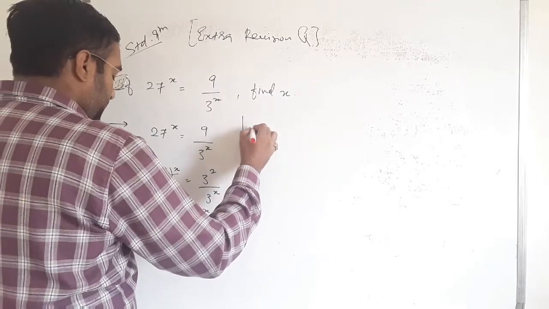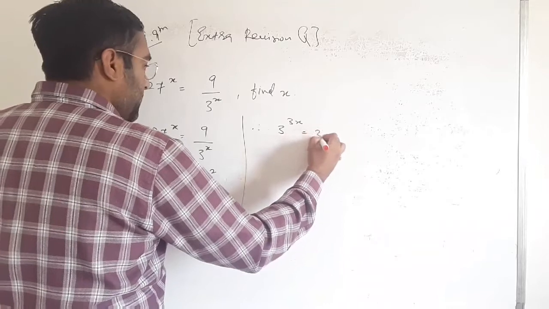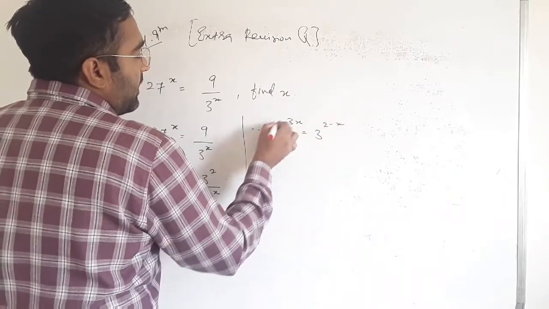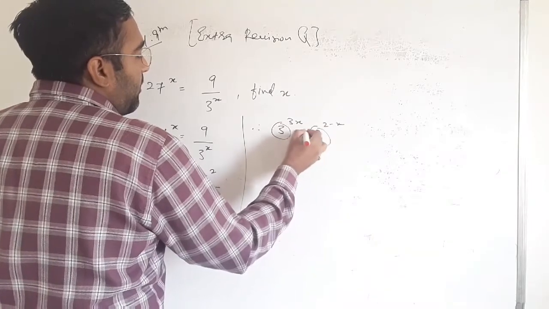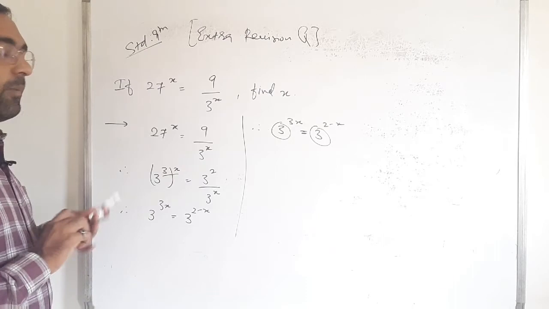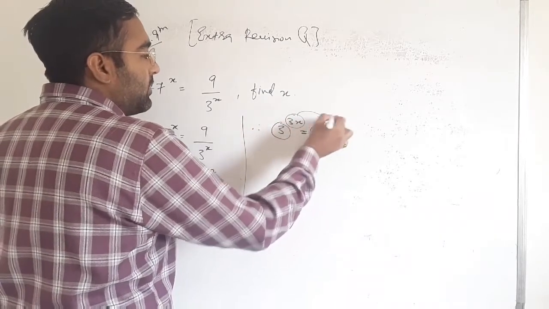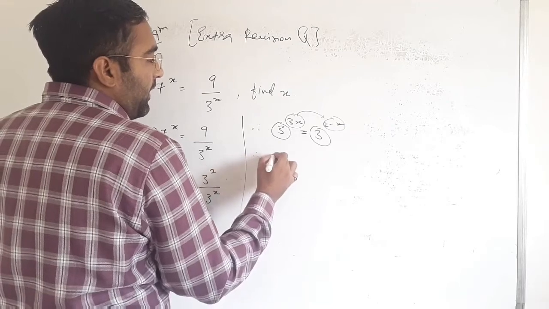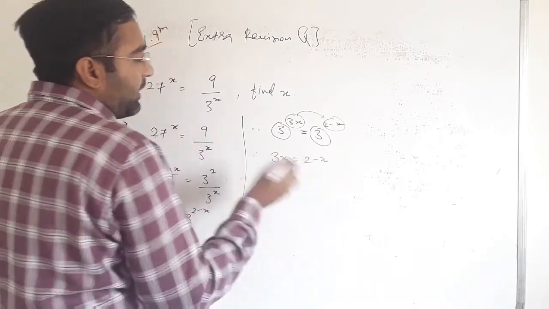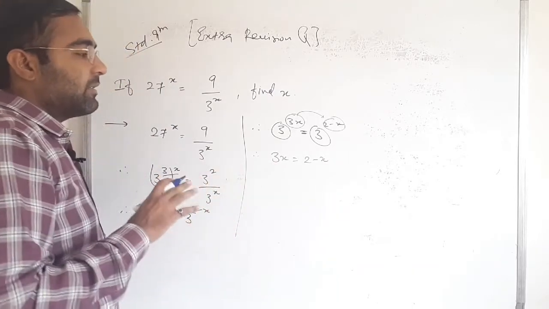Therefore 3 raised to 3x is equal to 3 raised to 2 minus x. Now both of the numbers have the same base and have equality, so their powers must be equal to each other. So therefore I'll write that 3x is equal to 2 minus x directly. So I'll write the powers directly as equal.